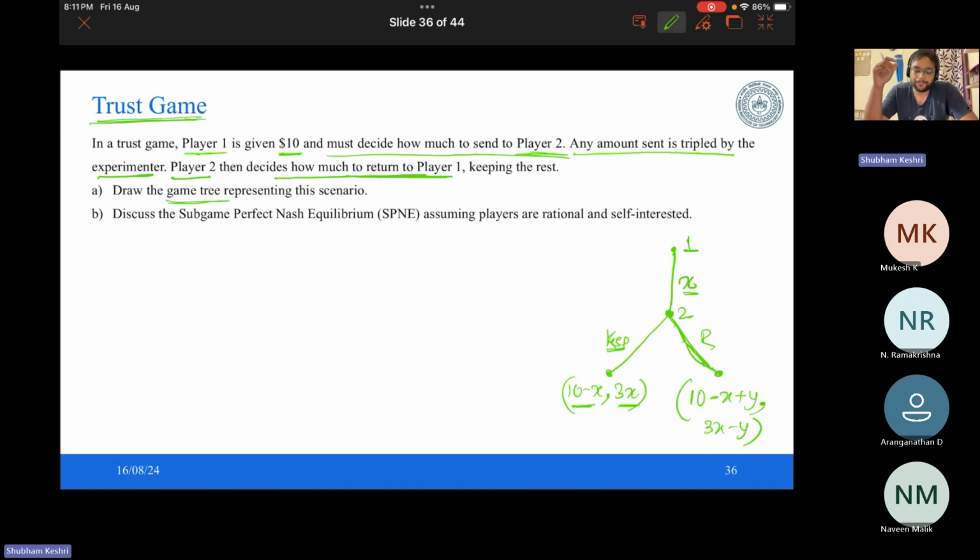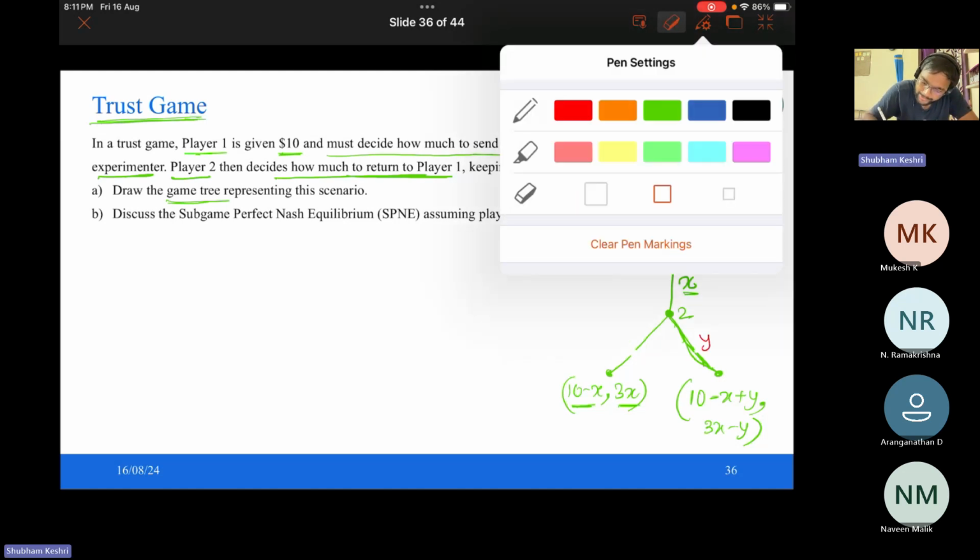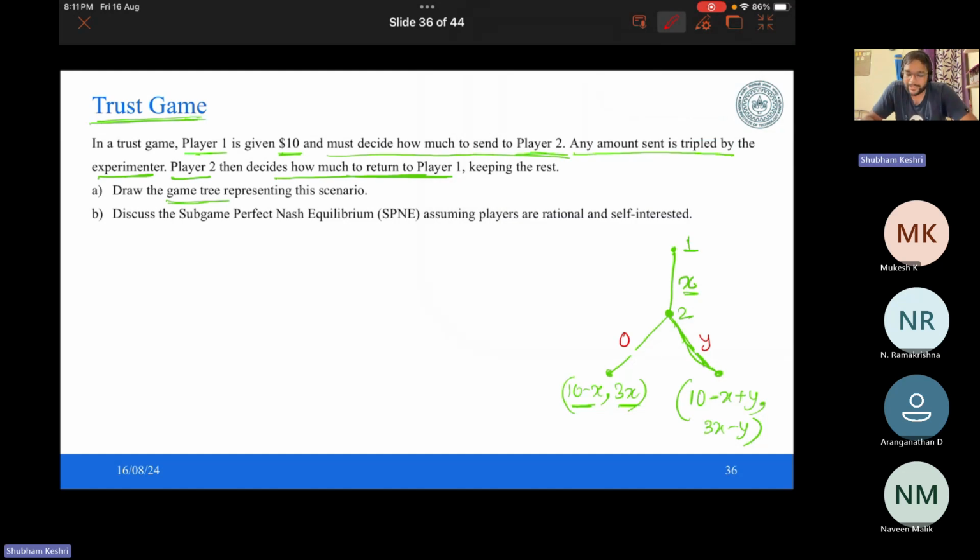Player 1 is giving some amount from $10 to player 2. Player 2's utility, if he keeps, is 3x. If he returns some amount, it will be 3x minus y, where y is the strategy. So the strategy over here is 0. When the strategy of player 2 is 0, the utility will be 10 minus x and 3x. On the other hand, if he returns y to player 1, then the utility will be 10 minus x plus y and 3x minus y. Is this okay?